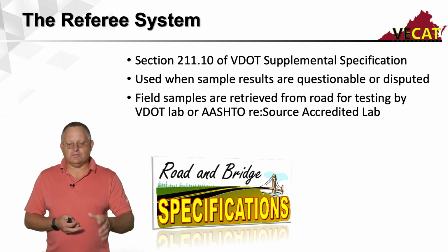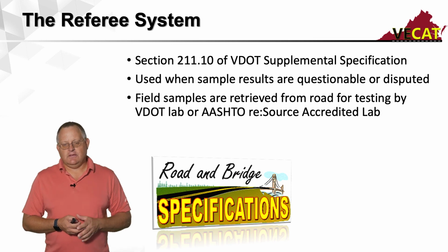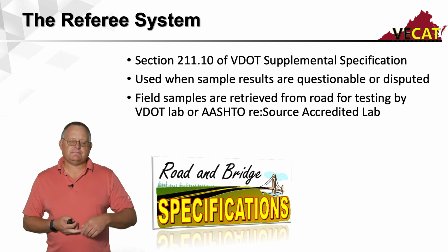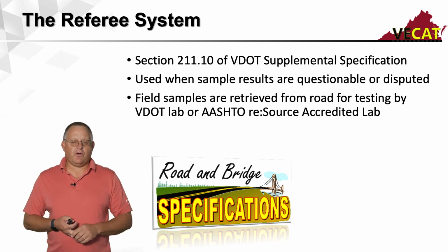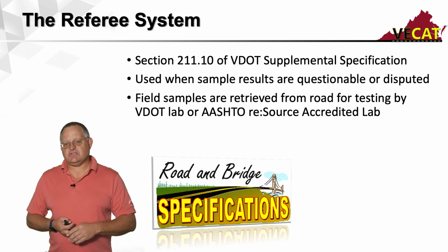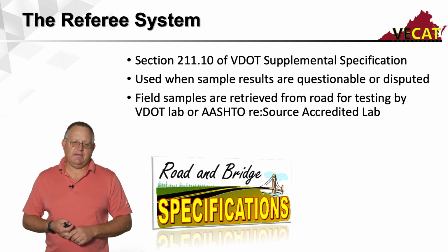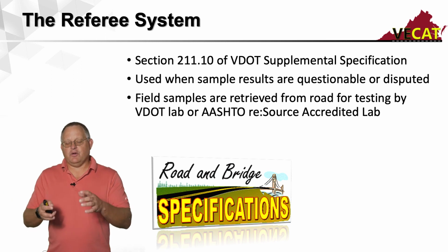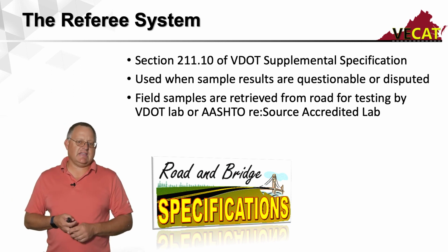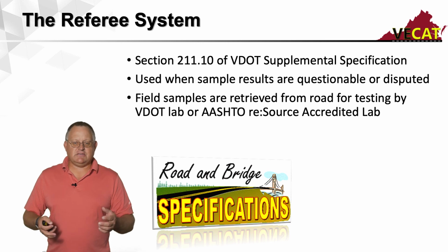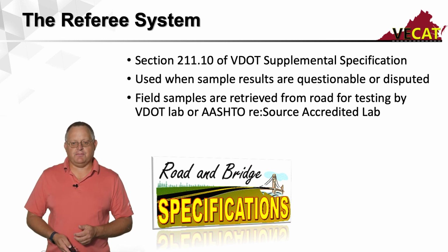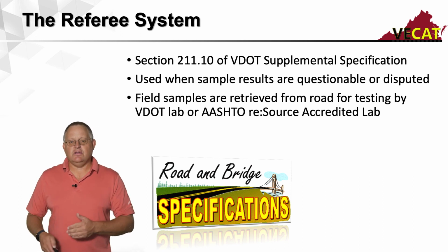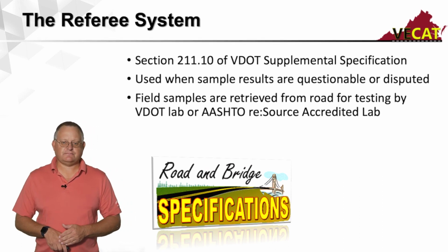Usually we're going to pull samples out of the field, and there are different sizes that we pull depending on the mix itself. And then we take it to a third-party lab. Maybe it's an AASHTO Resource accredited lab, maybe another VDOT lab, maybe someone else, that runs those samples to see what the AC content and gradation are of that material that goes into final payment purposes. So we have a whole process laid out to ensure that the correct payment is assigned.